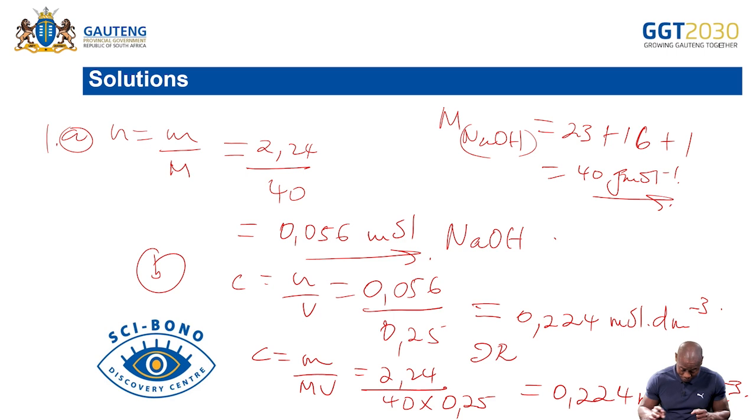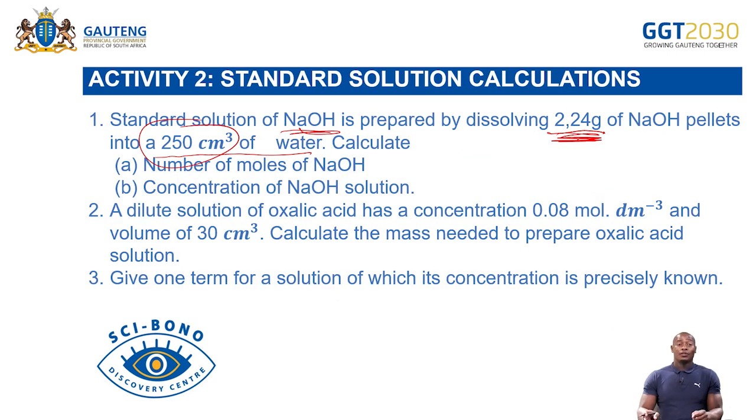All right, I hope we are still together, learners. Number 2: a dilute solution of oxalic acid has a concentration of 0.08 mole per cubic decimeter. To me, when I read this statement, it does make sense. It shows that the oxalic acid solution is dilute. Its concentration is less than 1, right? So it's a dilute solution of oxalic what? Acid.